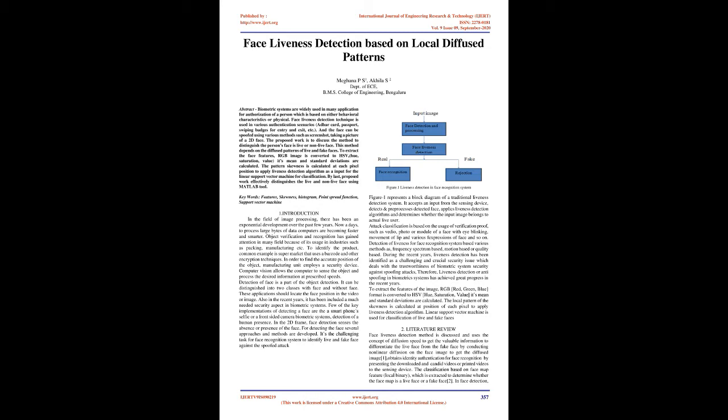In order to find the accurate position of the object, a manufacturing unit employs a security device. Computer vision allows the computer to sense the object and process the desired information at prescribed speeds. Detection of face is a part of object detection. It can be distinguished into two classes, with face and without face. These applications should locate the face position in the video or image.